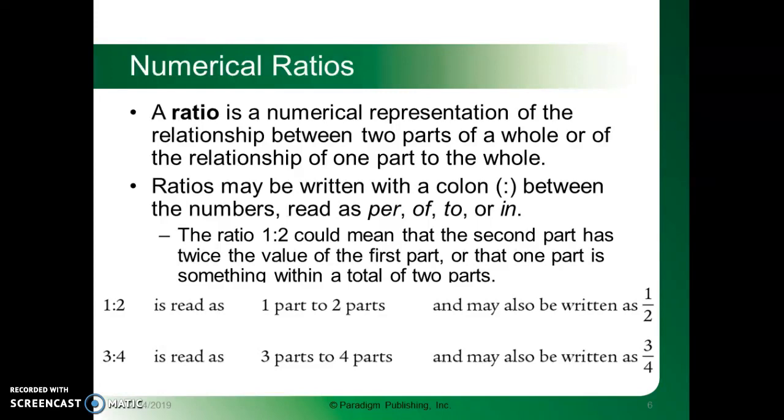Okay, so 1:2 can be read as 1 part to 2 parts, or it may also be written as a fraction, which is 1/2. 3:4 is read as 3 parts to 4 parts and may also be written as 3 divided by 4 or 3/4. Okay. So again, you gotta pay attention to each unit. So the 1 part to 2 parts or 1 part of 2 parts. Okay, so see that the units in this instance is parts.